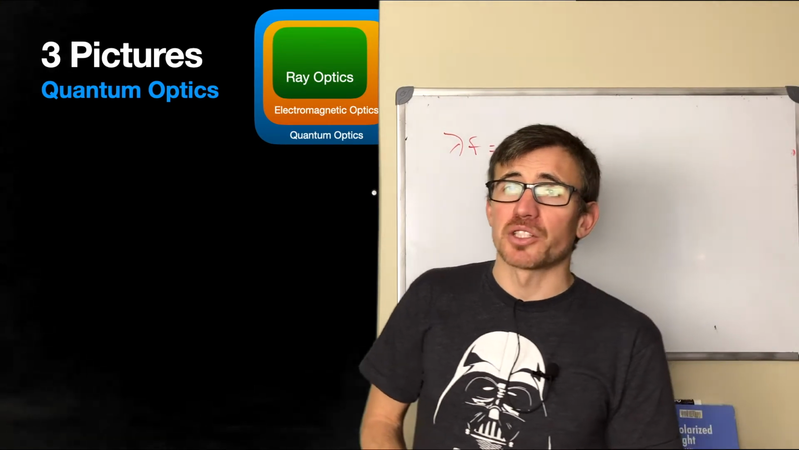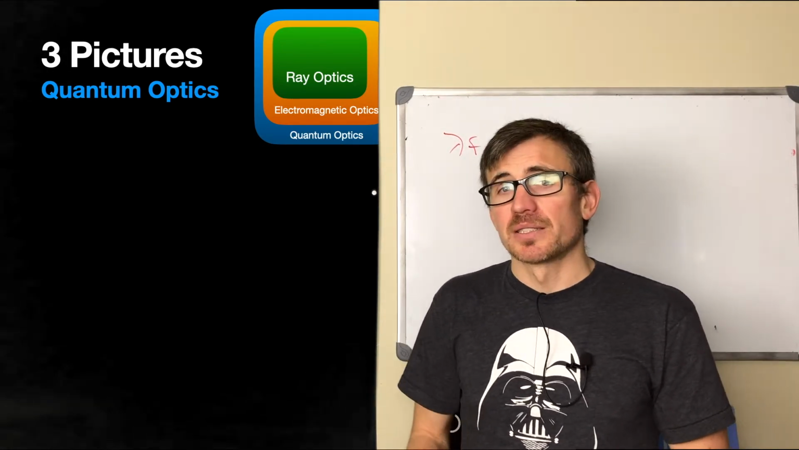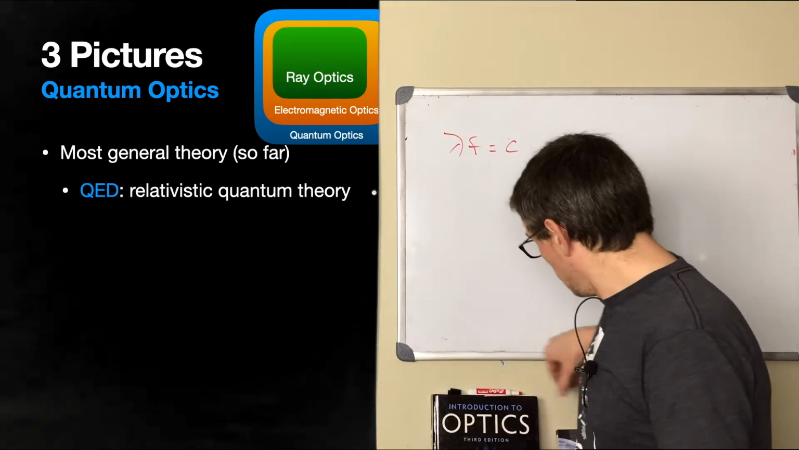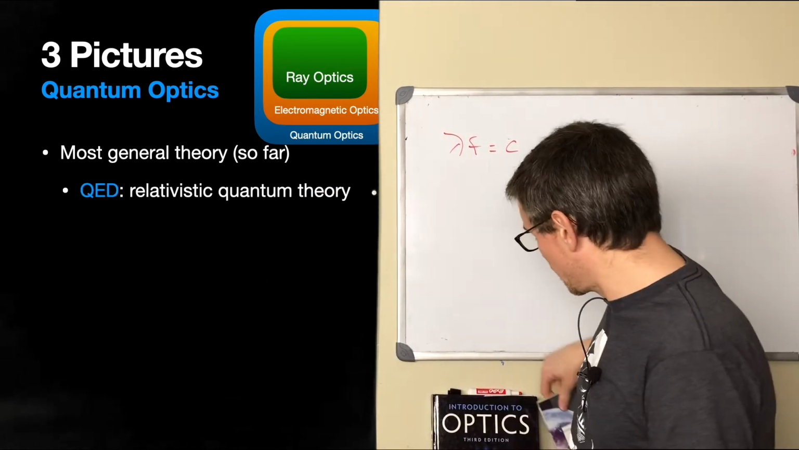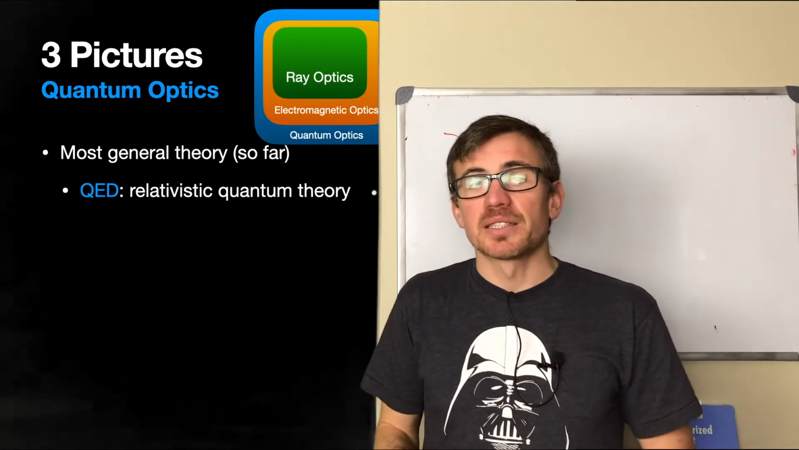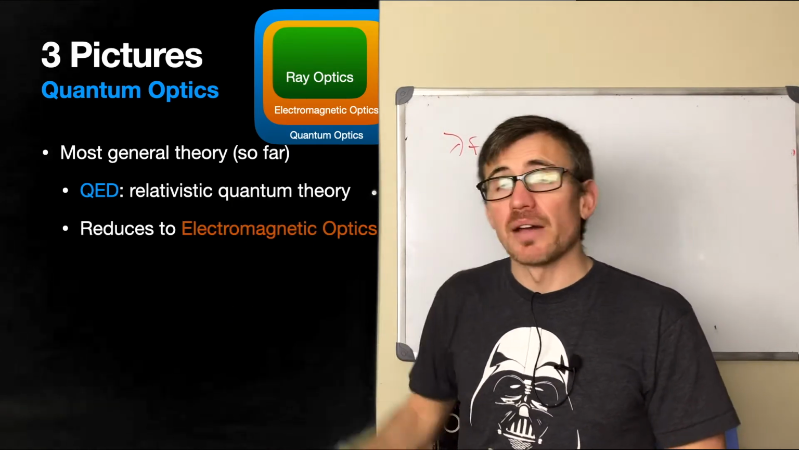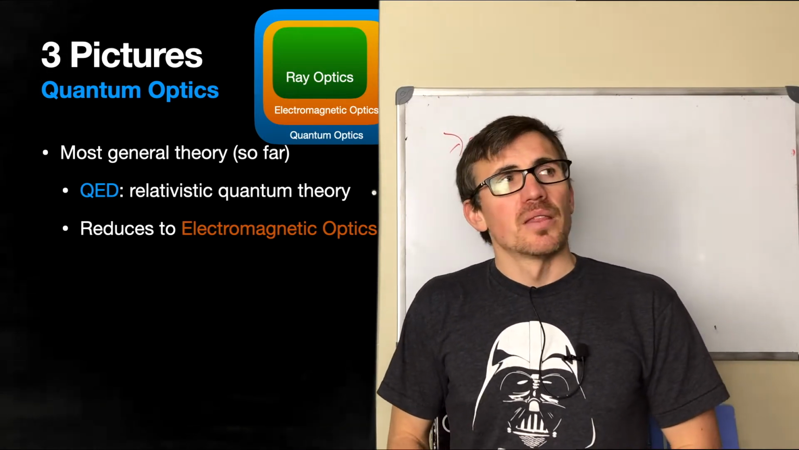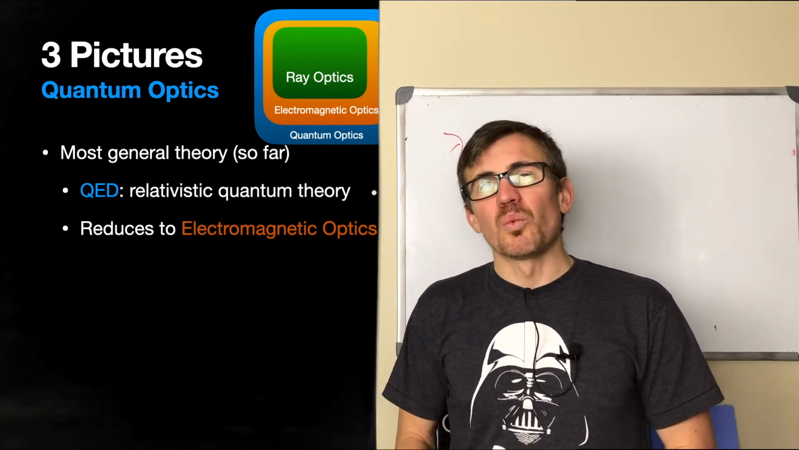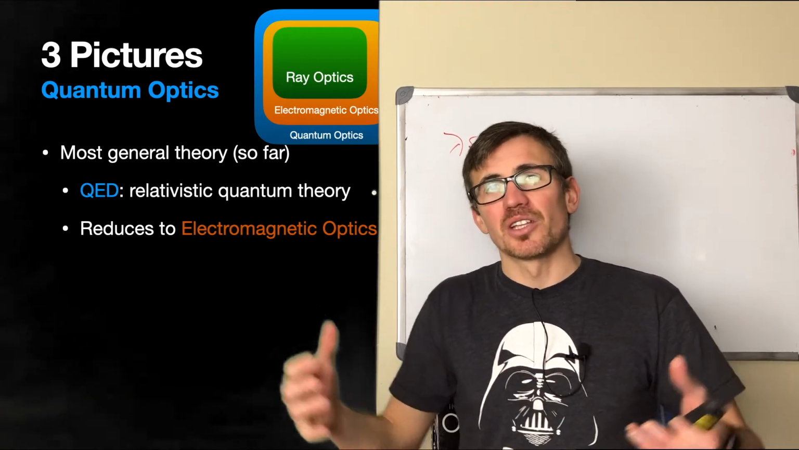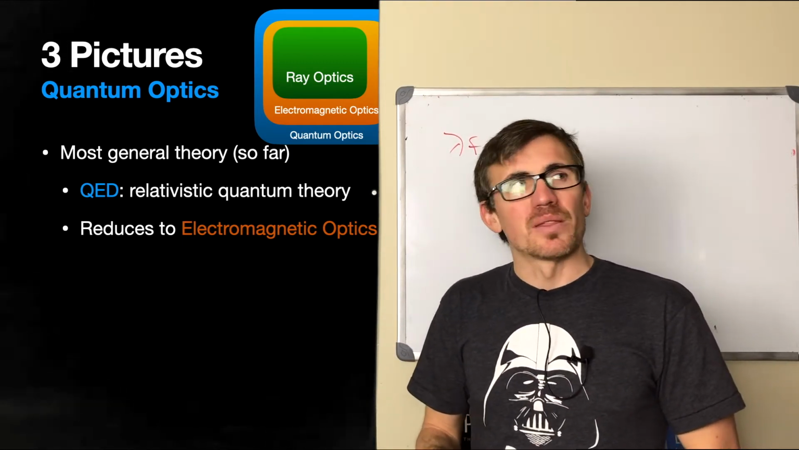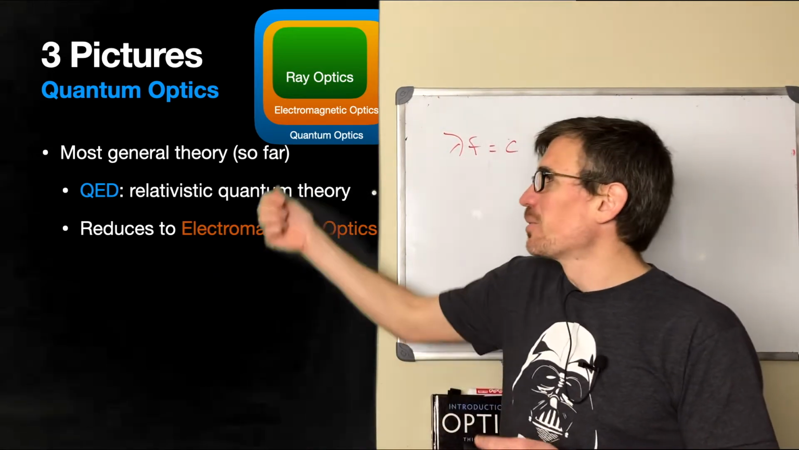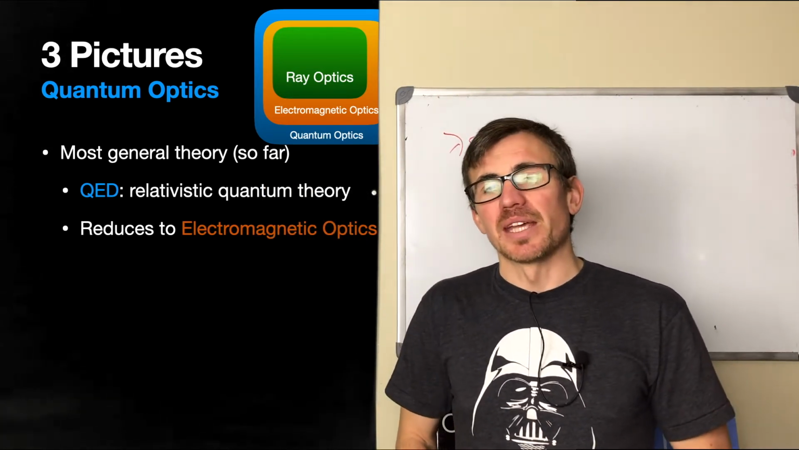And this is the third picture of optics, quantum optics. Now it's the most general theory so far. It's given by QED, quantum electrodynamics, and it explains kind of everything. We can use it to derive electromagnetic theory, which we can use to derive waves. So it's the most general theory. There are only one or two effects that we need to go beyond QED. I think we need electroweak theory to talk about the polarization of outer space or something like that. But these are all crazy theories. This is the most general theory of optics that we really have to work with.